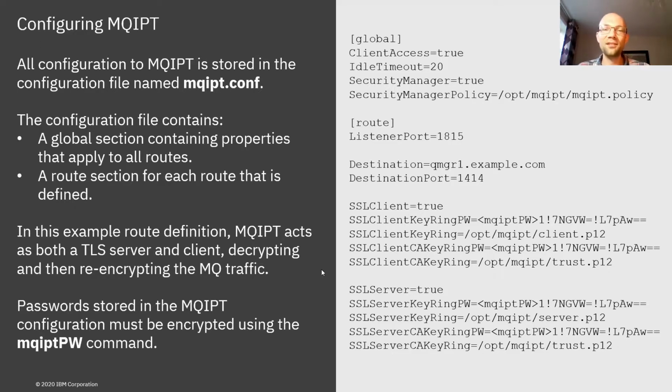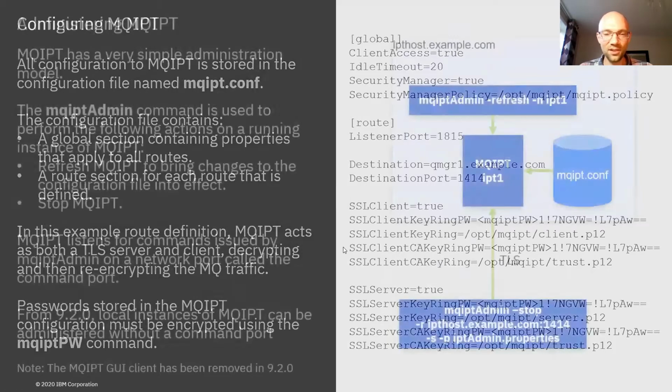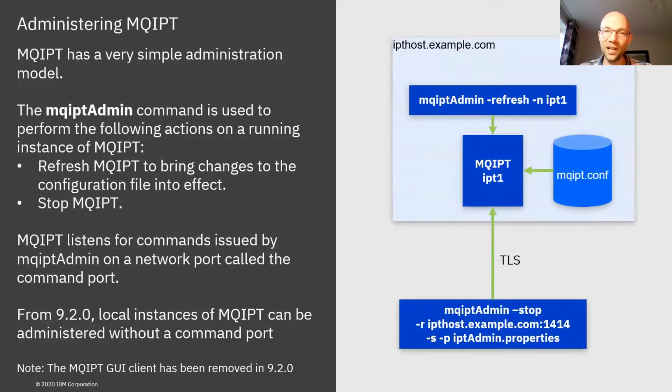Now, up until MQ 9.2, there was a GUI available which would help you essentially configure MQIPT, change the configuration for several MQIPTs actually that it was connected to. We don't have that option available anymore. It wasn't very widely used. So your only way of configuring MQIPT at the moment is to use a configuration file. But it's really quite easy. It's just a text file containing a list of properties.